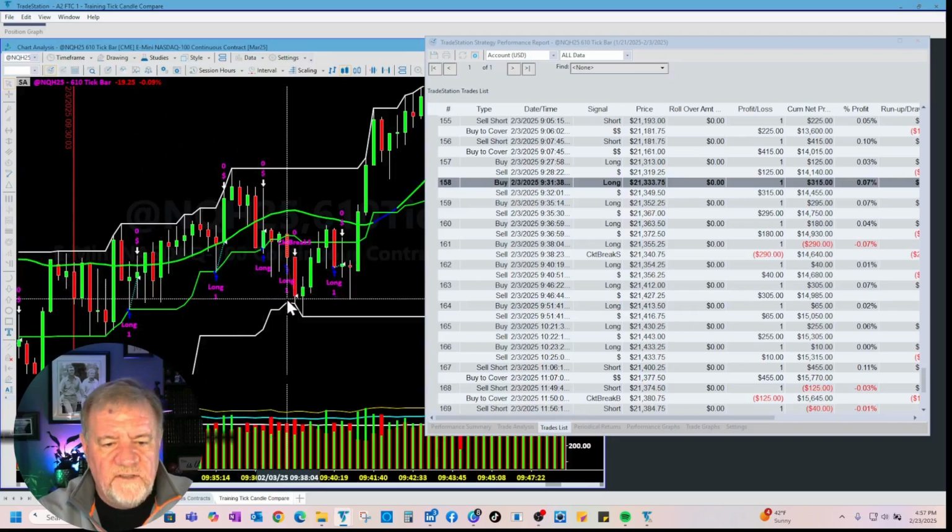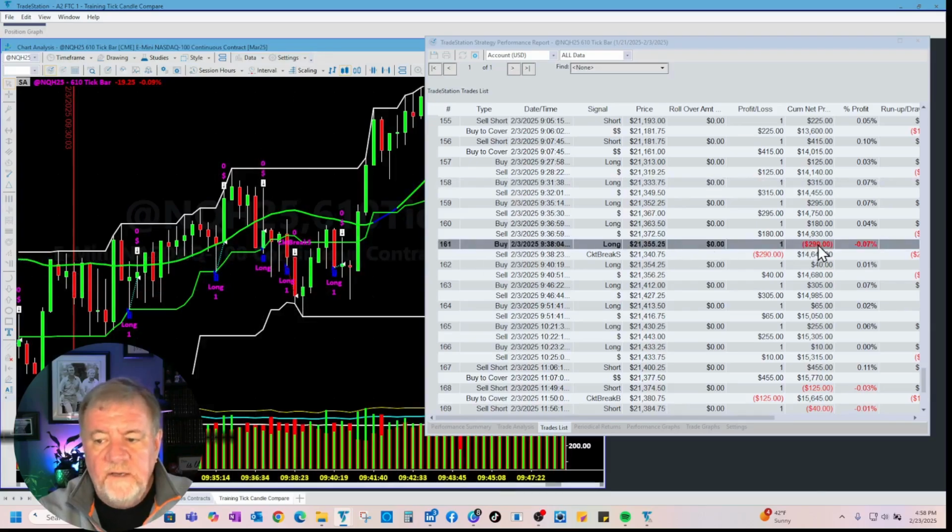And oh, by the way, here's a stop out. Here I went long, right there. Price came down and it entered me right here. And then what happened? It fell and it took me out. This is the circuit breaker stop that it hit. Now let's see what it says. 290. So I lost 290 there.